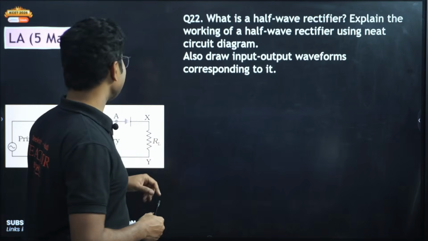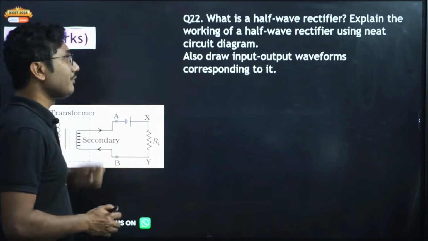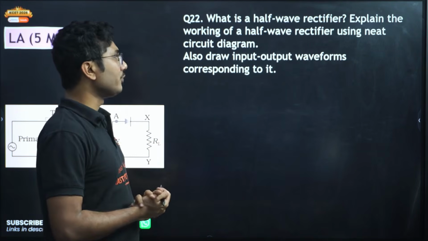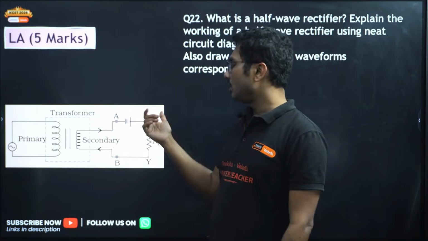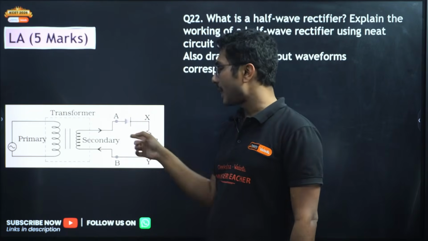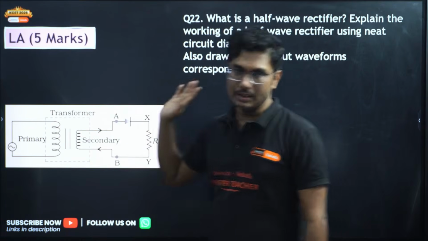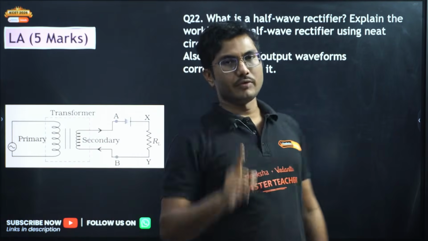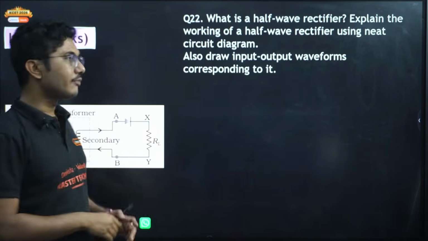Okay, next is: what is a half wave rectifier. Explain the working of a half wave rectifier using a neat circuit diagram. Also draw the input output waveform corresponding to it. Now if you see the half wave diagram, there is only one diode present, no center tap, so only one diode and one load resistance, and it is a very simple diagram. Okay, the diagram is very simple, but do not confuse half wave and full wave. Okay, half wave is slightly different from full wave.